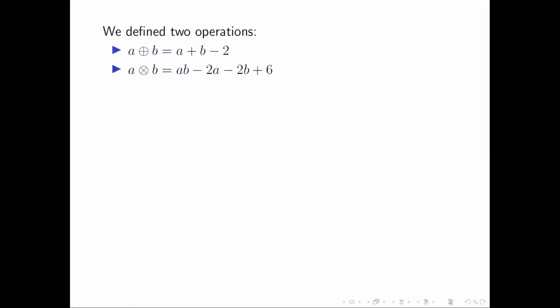We define two operations. The first one we call circled plus. a circled plus b is defined to be a plus b minus 2. Another one, a circled times b, is defined to be ab minus 2a minus 2b plus 6.